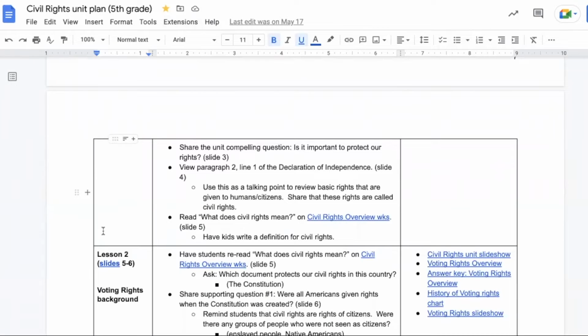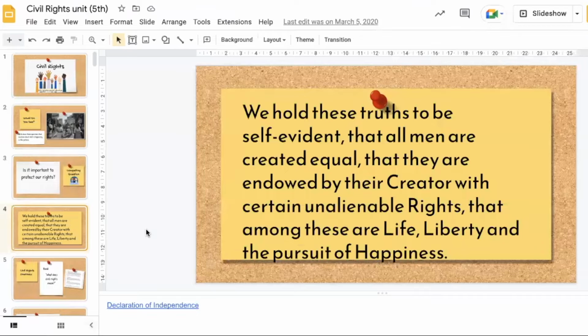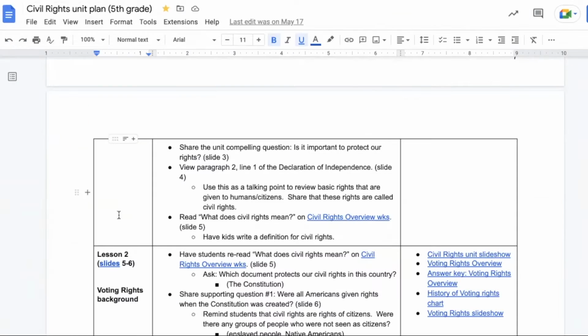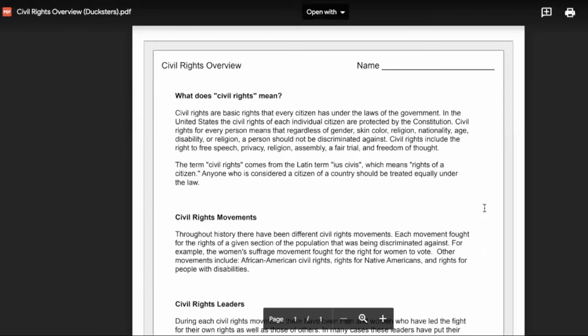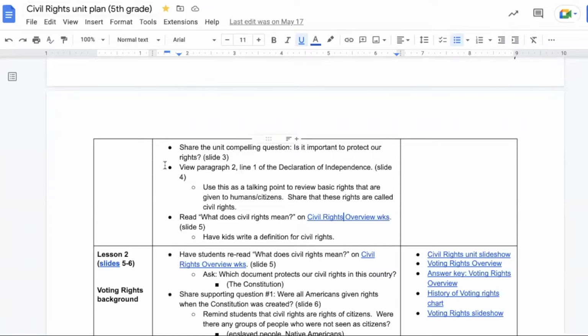Share the compelling question with students, and then take a look at paragraph 2, line 1 of the Declaration of Independence, the section of "We hold these truths to be self-evident" about the equality and the unalienable rights. Explain to students that these are the basic rights that are given to humans and citizens, and that those rights are called civil rights. Have students read the section on the civil rights overview called "What does civil rights mean?" Have students write a definition for civil rights.